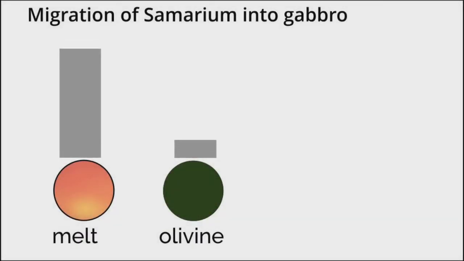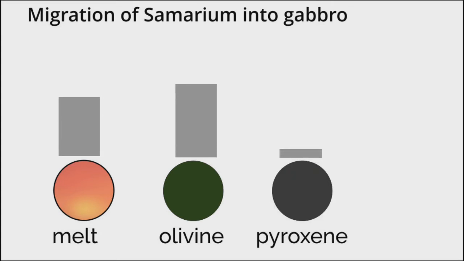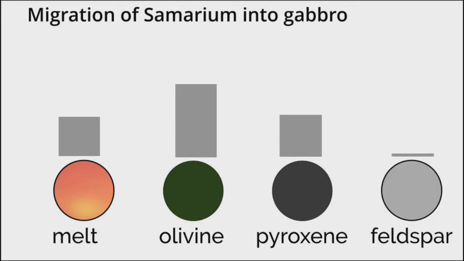The samarium is included in the crystals of olivine, so the concentration of samarium atoms left in the molten magma is less. As the pyroxene crystallises, it too takes some samarium out of the melt. This means that there is still less to enter the feldspar crystals. So, to recap, olivine has the most, pyroxene has less, and feldspar has least samarium included in it.